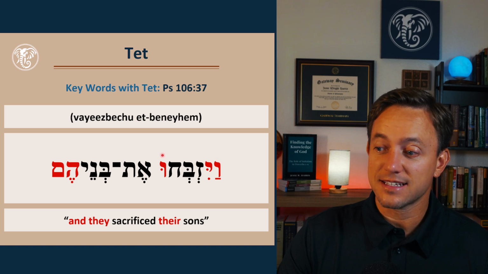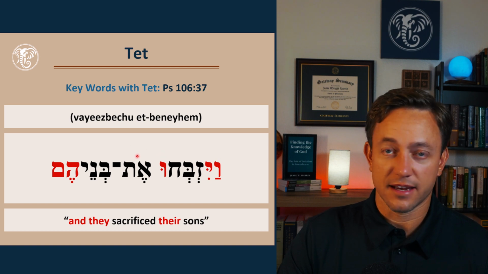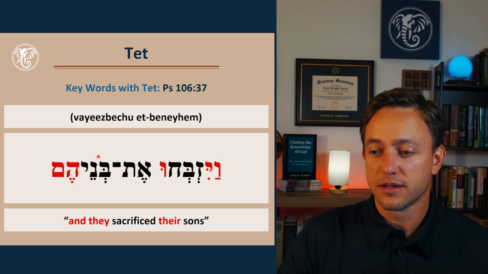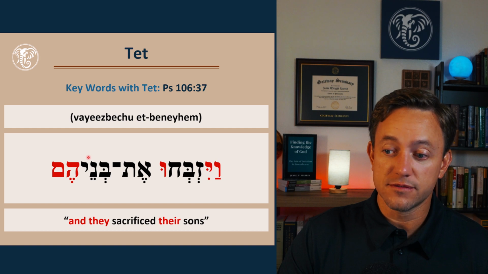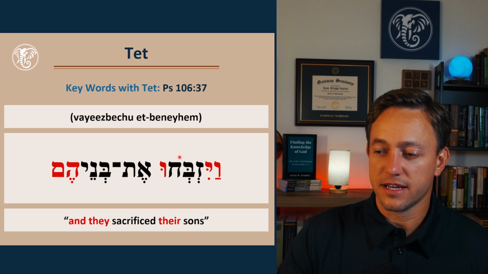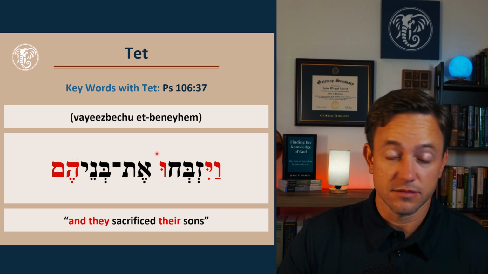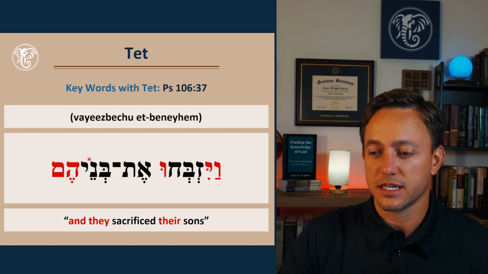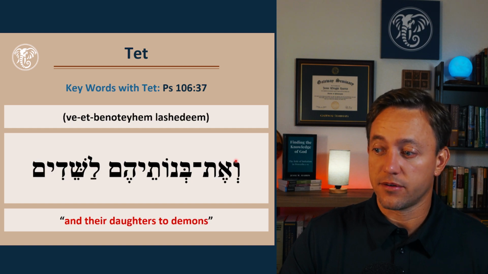And they sacrificed et, again, just normally not translated, and then benechem. So we have bene, we talked about this word, means sons, or sons of hem. And hem is the pronoun for their. So, and they sacrificed their sons. Again, this et is helpful in the sense that it lets us know it's not that their sons sacrificed someone or something else. It was that they sacrificed their sons, as we see here. So pretty tragic and horrific.